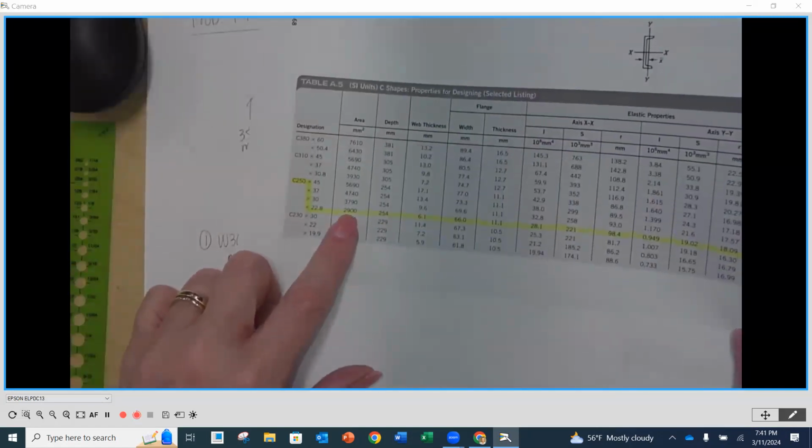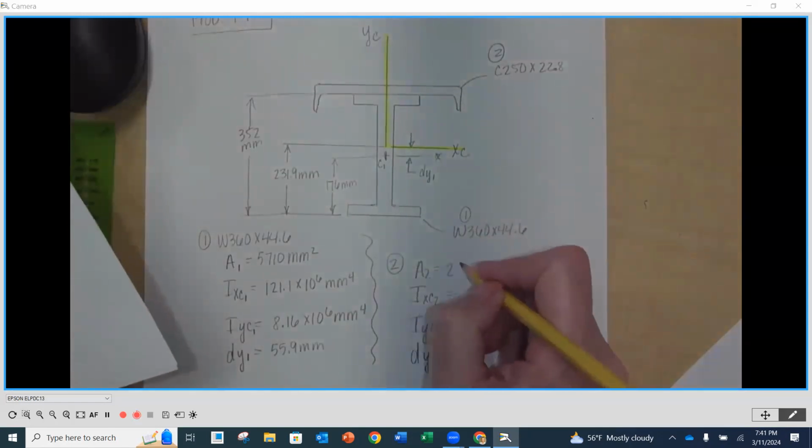So let's get our area first. 2,900 millimeters squared. 2,900.